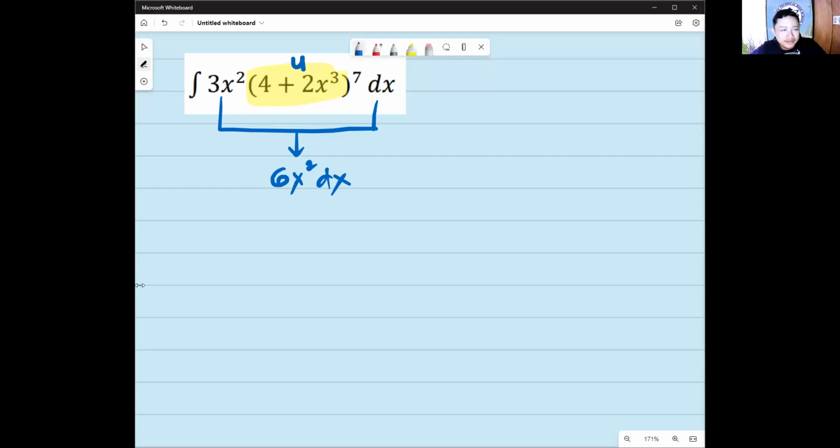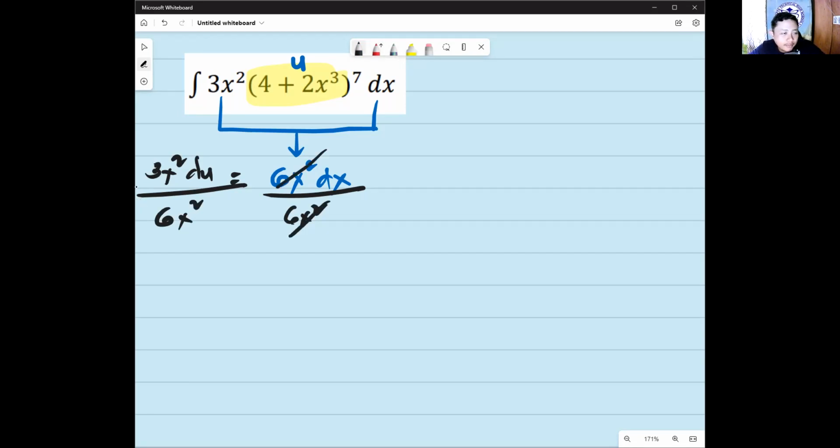Okay. So, going back, this is our expected dx, but our du is just 3x squared dx. So therefore, how do we do this? We need to divide both sides so that we have only dx. Divide both sides by 6x squared. So therefore, this will be canceled.